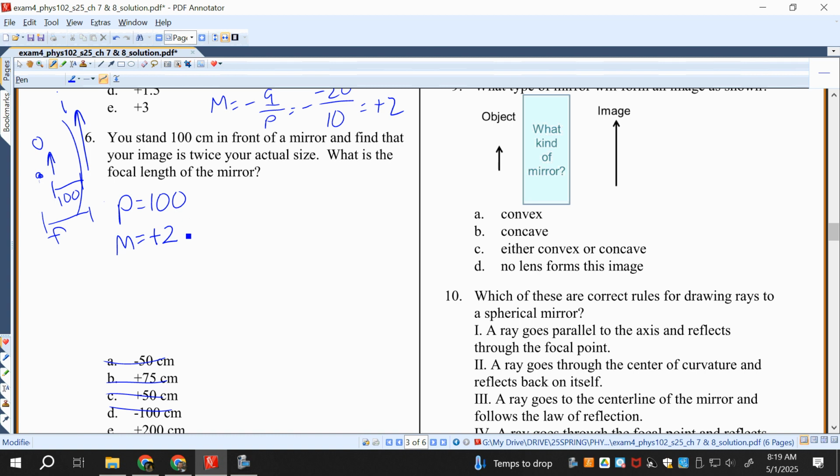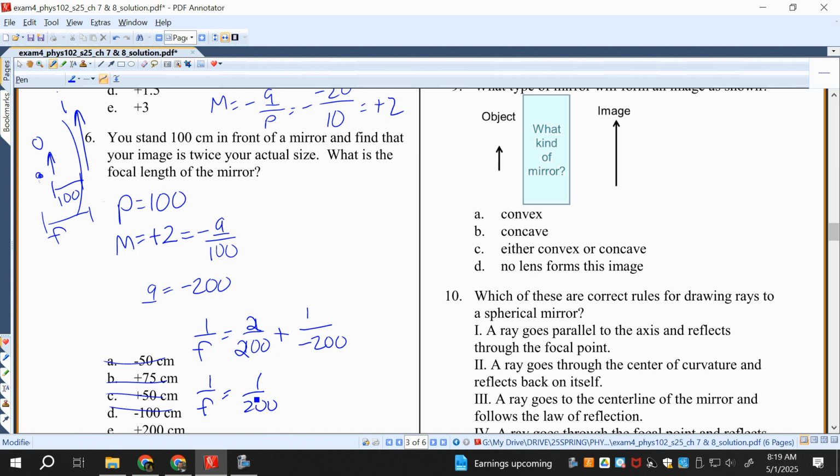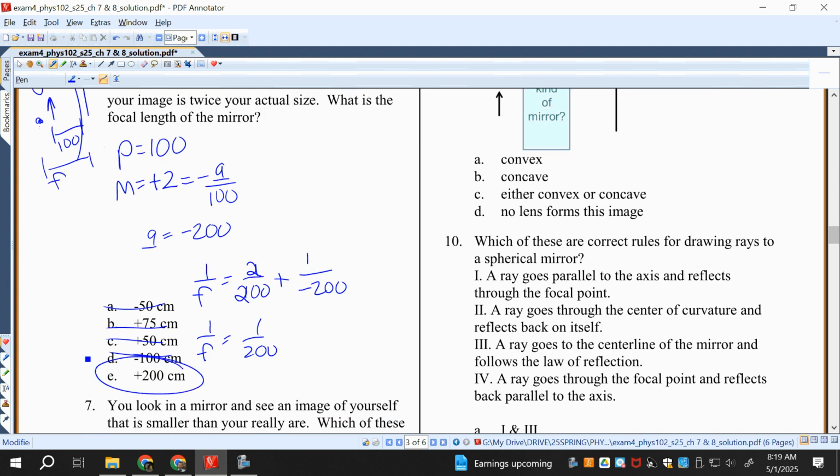Well, I know that M is equal to positive 2. That's also equal to negative Q divided by P, or negative Q over 100. So Q is equal to negative 200. Now that I know P and I know Q, I can find f. 1 over 100 plus 1 over negative 200. I'm going to make this 2 over 200. And I find then that f is equal to positive 200.